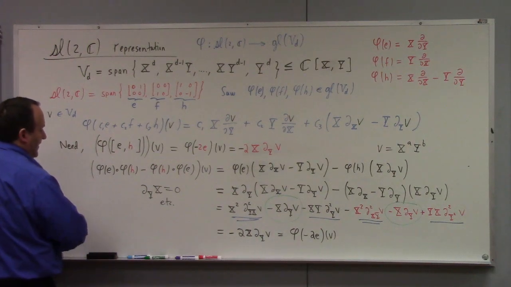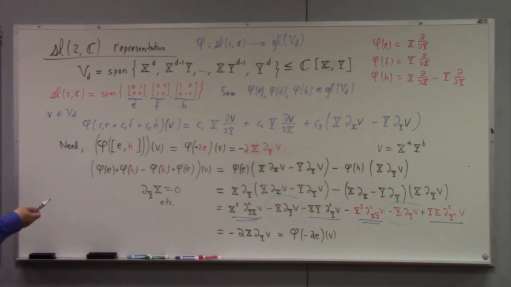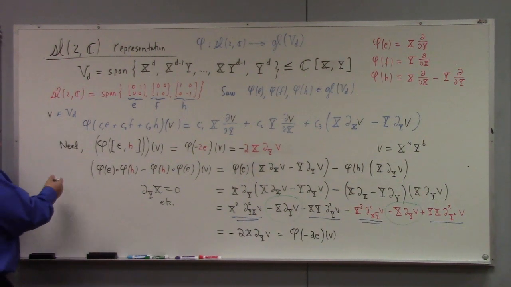And why did I do EH instead of HE? It's just because I already had EF from the previous one, so it's just the pattern. I thought it was going to be, okay, anyway.